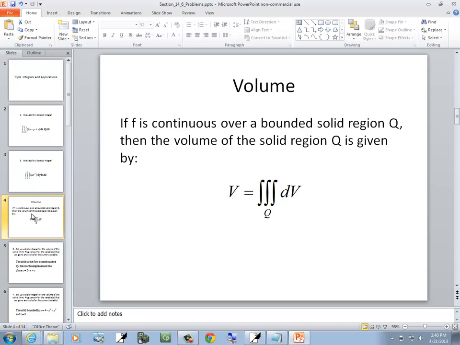Our volume, if f is continuous over a bounded solid region Q, then the volume of the solid region Q is given by this formula, where you've got a triple integral, and Q is going to be in terms of x, y's, and z's. Okay, let's look at our next problem.